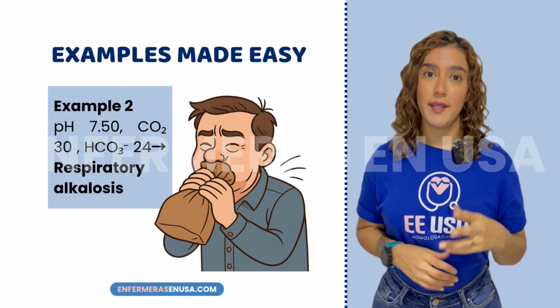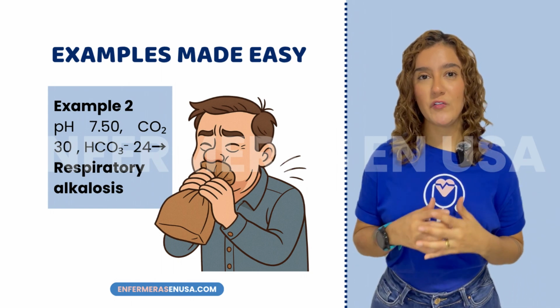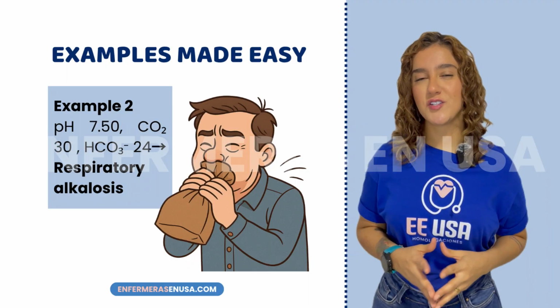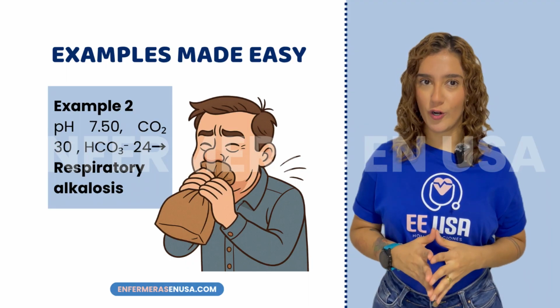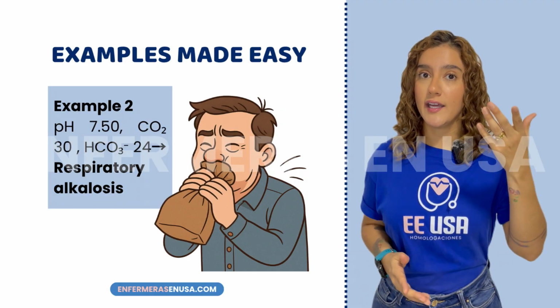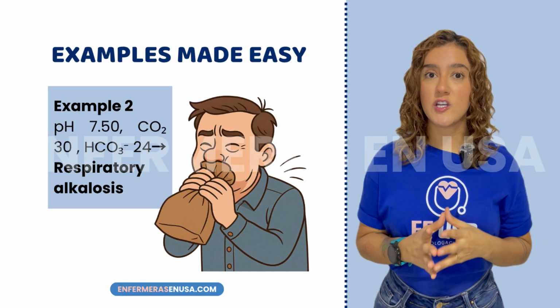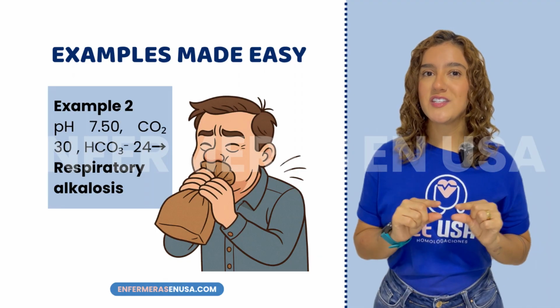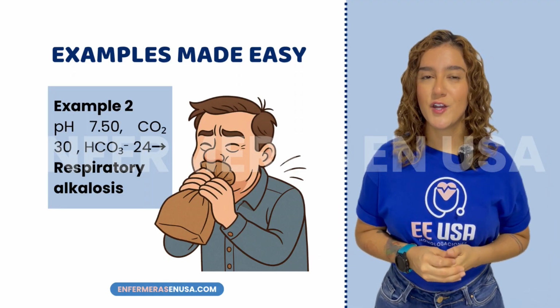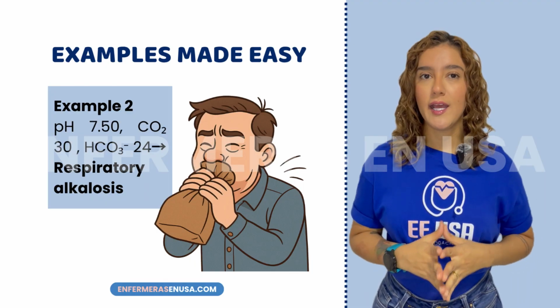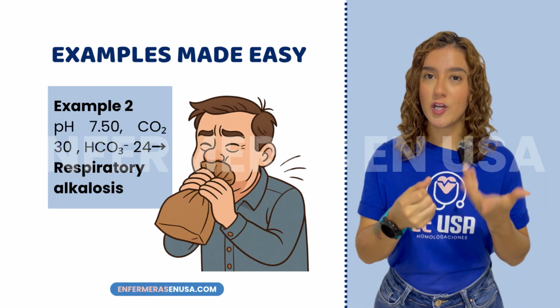Example number 2. The pH is equal to 7.50, the PaCO2 is equal to 30, and HCO3 is equal to 24. The pH is high, it means alkalosis, and the CO2 is low, it means respiratory cause. The diagnosis is respiratory alkalosis. For example, hyperventilation, anxiety, or pain, because the body is blowing off too much CO2.